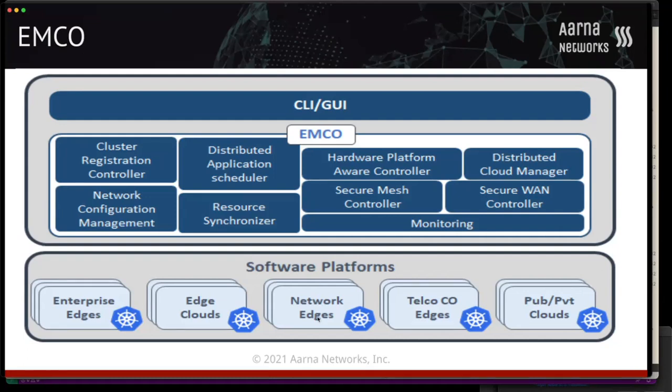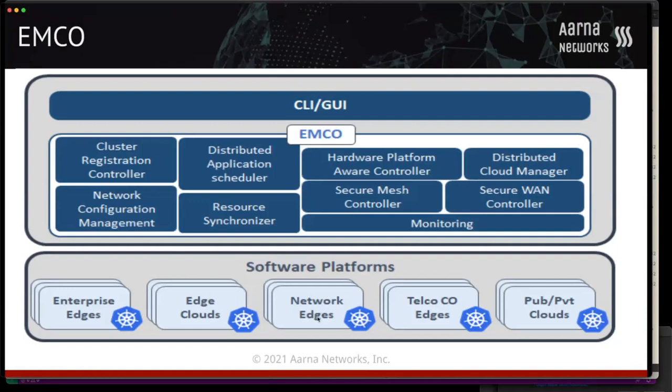And similarly, there is the hardware platform aware controller. This controller helps in specifying the placement intents, and the placement intents can be specified as a property which is owned by the target cluster. So in this case, what we can say is I want to deploy my application to a cluster which has a hardware accelerator, for example. And internally, Emco will figure out and deploy the application to a suitable cluster.